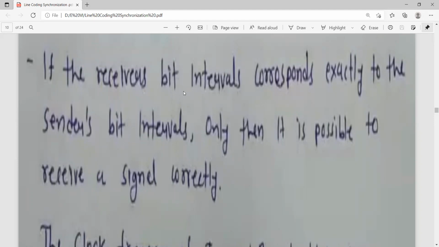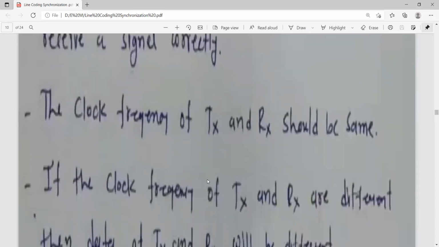In the same way, for the digital signal also, whatever speed the data is transmitted at from the sender, the same speed must be caught by the receiver. Only then is it effective communication. Therefore, the receiver's bit intervals correspond exactly to the sender's bit intervals. Only then is it possible to receive a signal correctly.